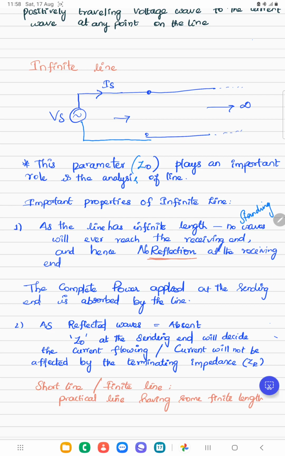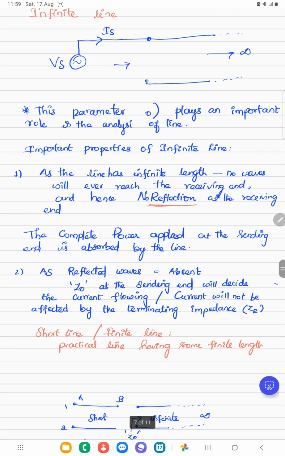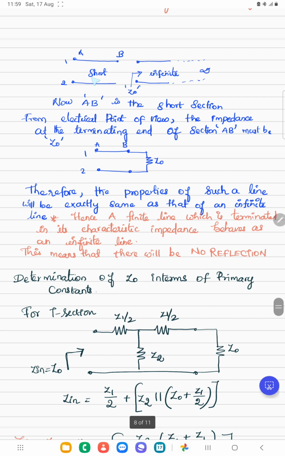The next concept is the short line or finite line. If we take a practical line having some finite length, this is the finite line. I will cut this portion, and here also the characteristic impedance is measured as Z0. Now AB is the short section from the electrical point of view. The impedance at the terminating end of section AB must be Z0, correct.